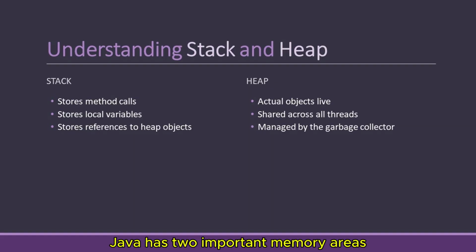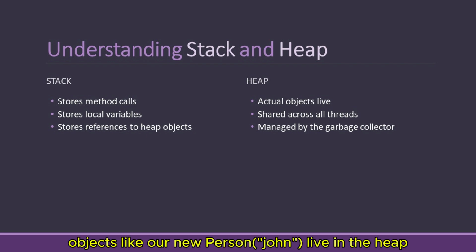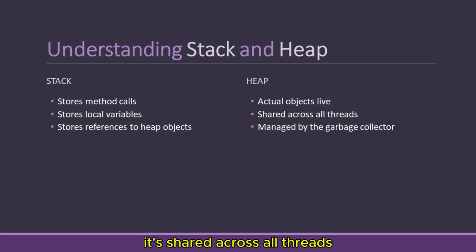Now let's talk about how memory works in Java. Java has two important memory areas, the stack and the heap. In Java, the heap is where actual objects live, like anything created with new. For example, objects, like our new person John, live in the heap. It's shared across all threads and managed by the garbage collector. The stack, on the other hand, stores method calls, local variables, and references to heap objects, but not the objects themselves. Each thread has its own stack.